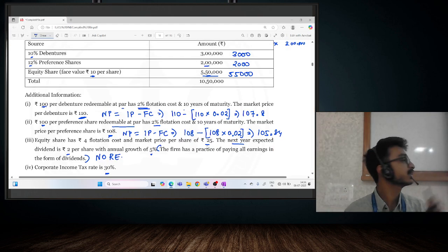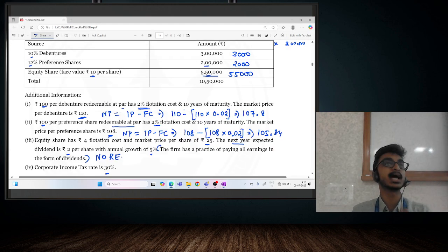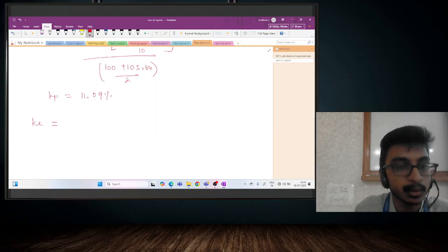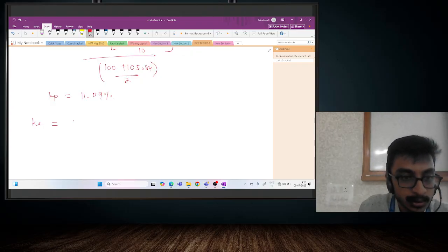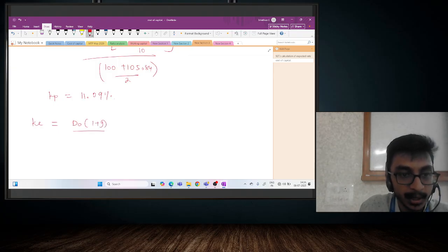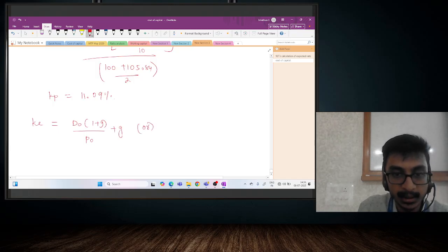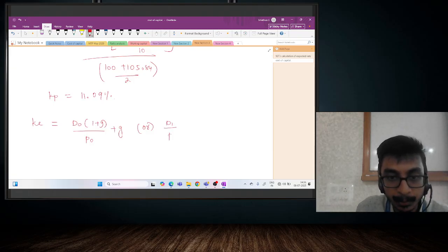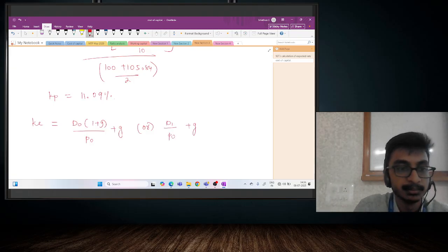In this case, which formula can be used for calculating the cost of equity? The Gordon's approach or growth approach. So what is the formula for calculating cost of equity using Gordon's approach? D0 into 1 plus G divided by P0 plus G. Or we can write it as D0 into 1 plus G, which is nothing but D1, by P0 plus G.